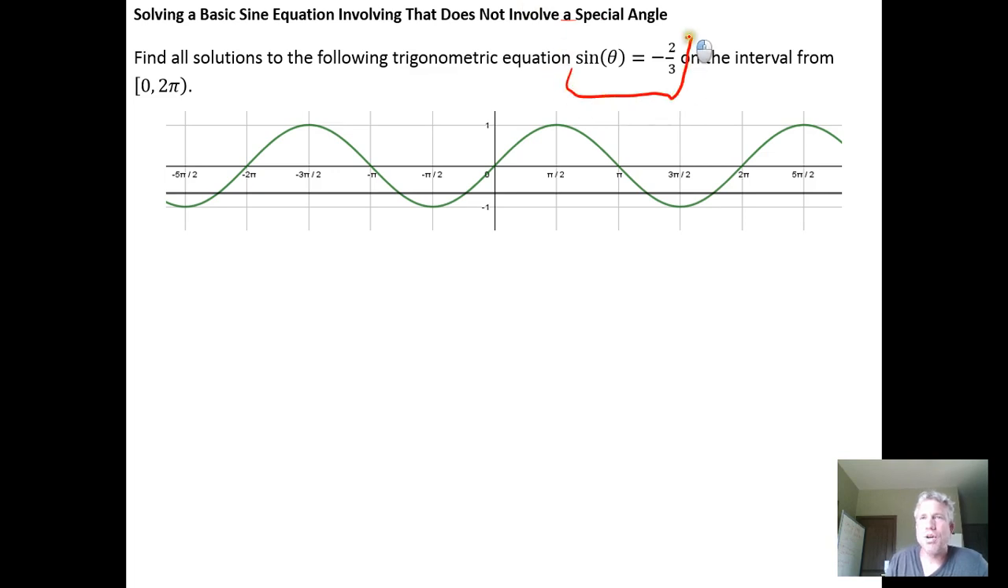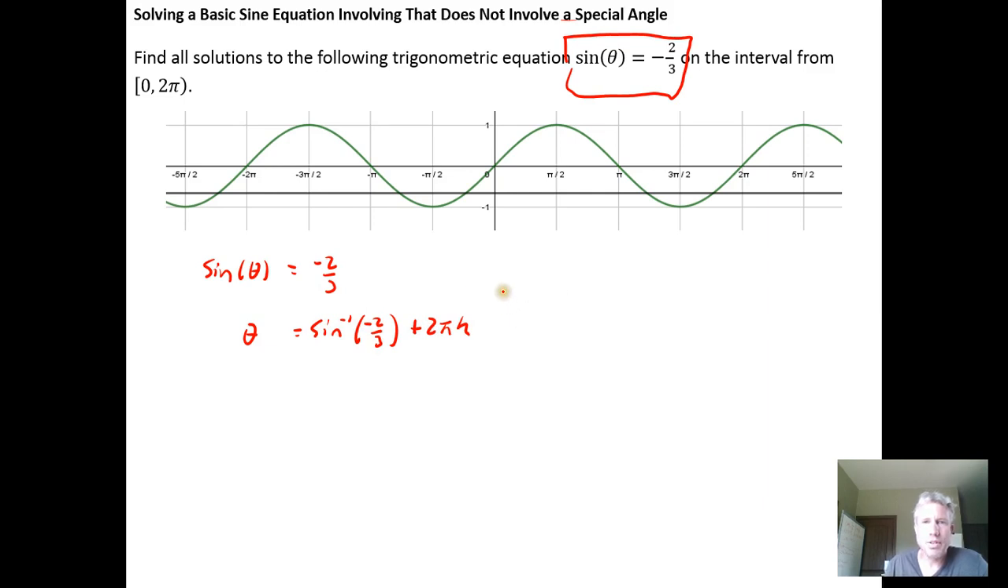Let's solve this. Okay, so we get sine theta, I'm not going to worry about the theta sub 1s, equals negative 2/3. So theta is going to equal, I need to take the sine inverse of both sides, the sine inverse of negative 2/3. But I need everything coterminal with this, so I'm going to go plus 2 pi k.